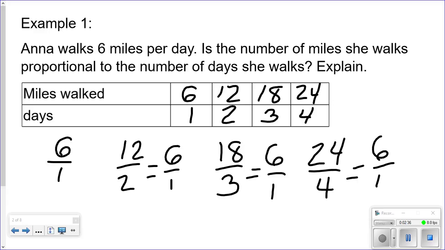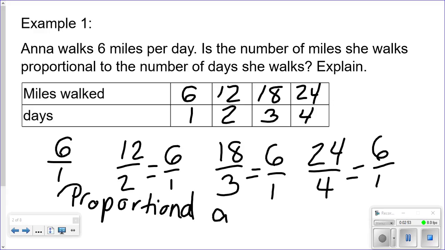So the answer to this problem would be this is a proportional relationship. The reason why it is a proportional relationship is because all of your rates simplify to 6/1. So it's 6 miles every day. That is a proportional relationship.